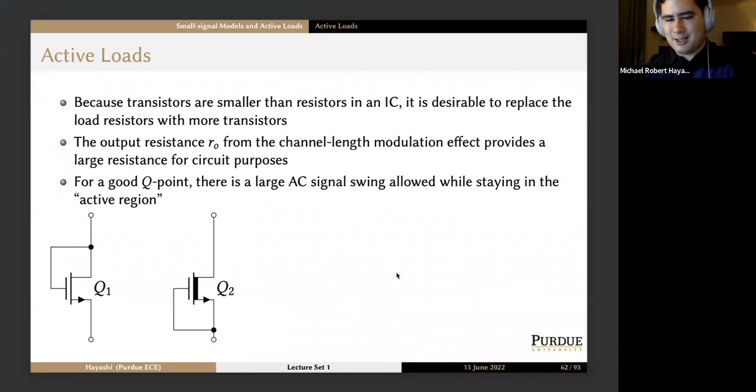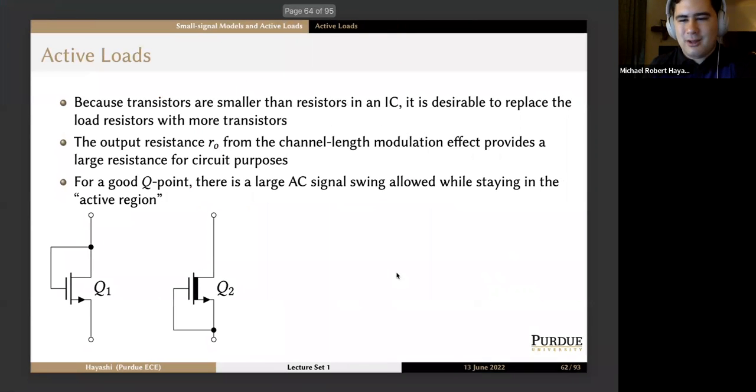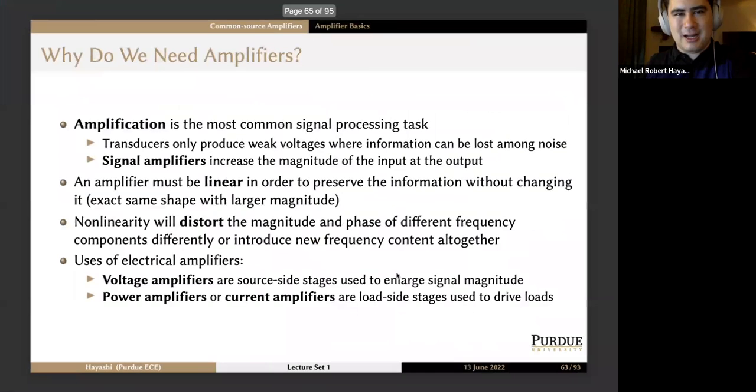Hearing no questions, we talked about how you calculate the output resistance. We talked about how you calculate GM. Now it's time to put everything to the test and talk about amplifiers. So I'm going to move on to some of the Chapter 5 material, which is common source amplifiers. First of all, why do we need amplifiers? It seems like a rather arcane bit of knowledge. Why should we do it?